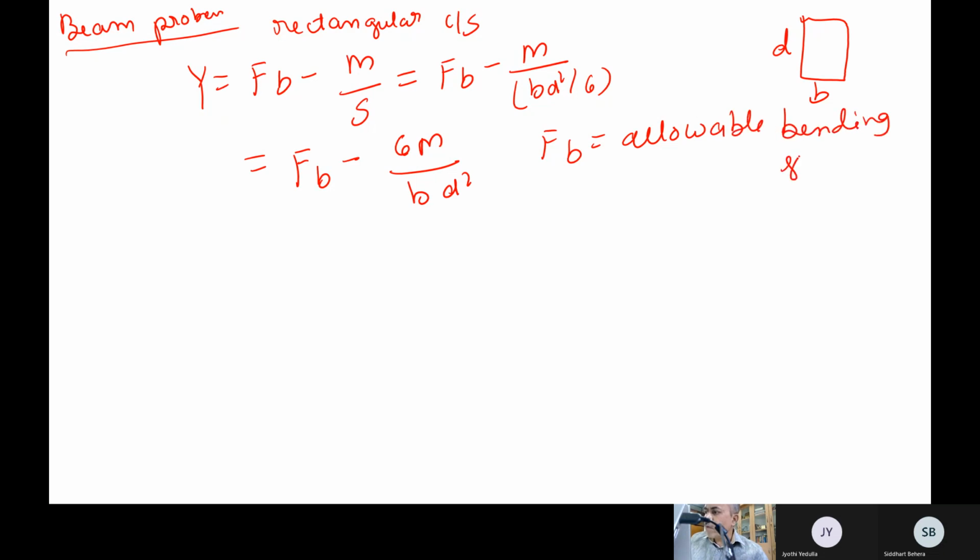Same problem as we wrote previously. If fb is the allowable bending stress, minus M by S, a bending moment M is there, and then b d square is there. So this is my performance function. Now, if fb, M, b and d are all random variables.